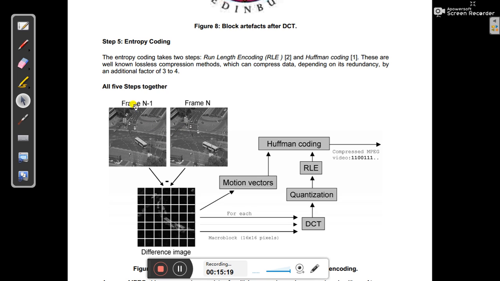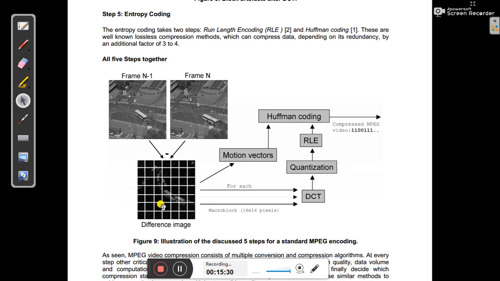So here you can see all 5 steps together: frame 1, frame n-1 and frame n, two frames, and then the difference image. Then it goes for motion estimation. For each macro block of 16 by 16 pixels, it will get the motion vectors. In parallel it will go for DCT, quantization, and run length encoding. Then, combining all those things, it will go through Huffman coding. It will give the compressed MPEG video. So this is the main picture.